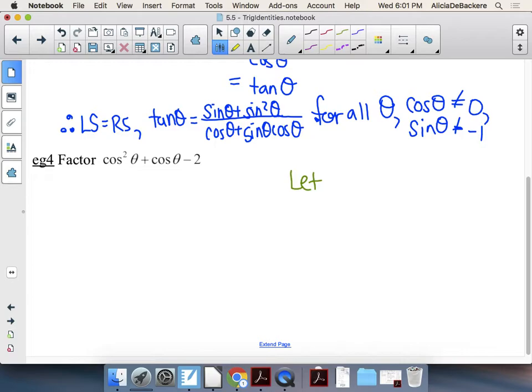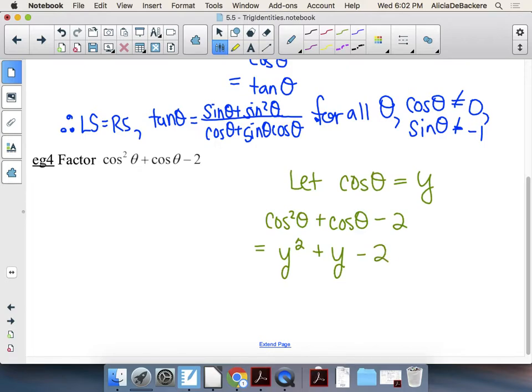When you're first getting started, you're not quite used to seeing all of this stuff here. Sometimes what we can do is get rid of those cos thetas just to make our life a little bit easier. I'm going to let all of cos theta be equal to y, just like I used before. So now I can rewrite this expression. Instead of cos theta being squared, I'm going to use y squared. And instead of adding cos theta, I'm going to add y. And then I've got the minus 2 at the end. If you don't like the y's, you can use x's, it doesn't matter.